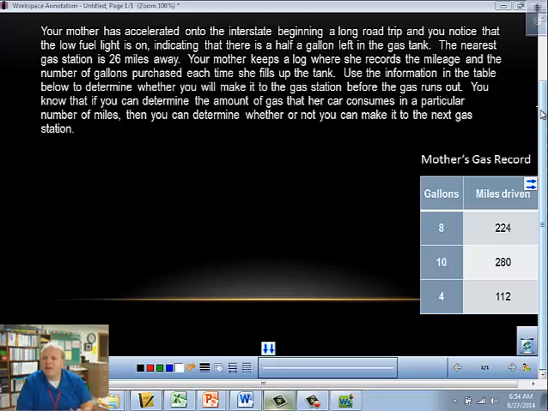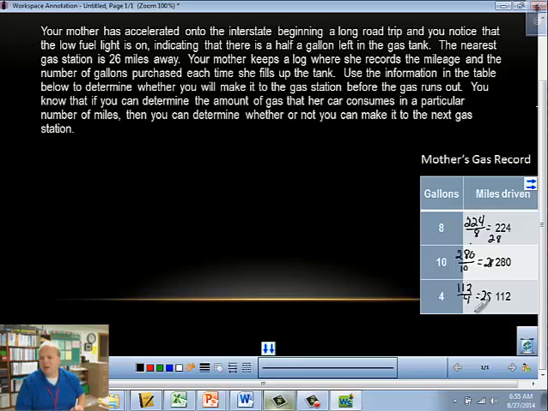If you can determine the amount of gas she consumes in a particular number of miles, then you can determine whether you can make it to the gas station or not. The first thing I would do is look at my table and find the constant of proportionality for each of these. So 224 divided by 8 equals 28. 280 divided by 10 equals 28. And 112 divided by 4 equals 28. So my constant of proportionality is 28.